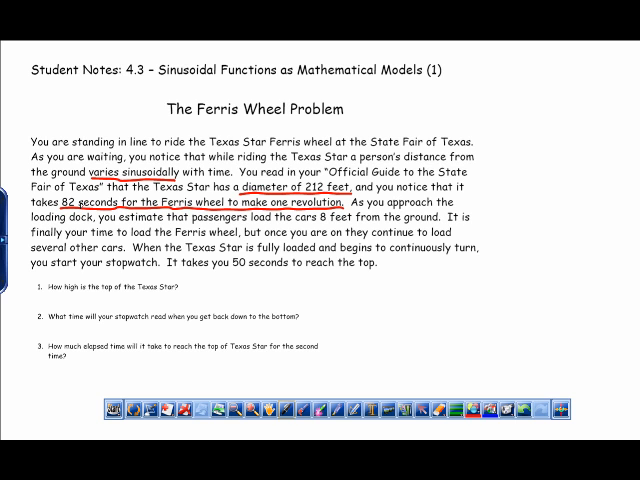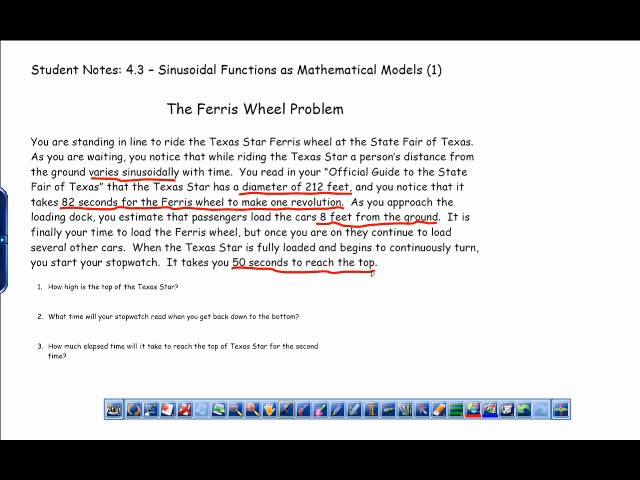As you approach the loading dock, you estimate that passengers load the car 8 feet from the ground on a platform. It says it is finally your time to load the Ferris wheel, but once you are on, they continue to load several other cars. So this is where they start, stop, start, stop. When the Texas Star is fully loaded and begins to continuously turn, that's when you start your stopwatch, and it takes 50 seconds to reach the top.